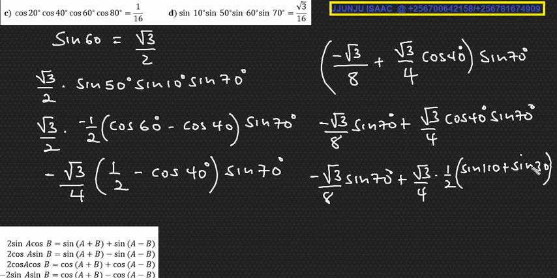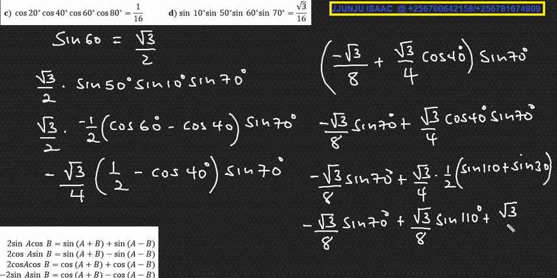So what I can see now, that this is going to be a half, so we shall get negative root 3 out of 8 sine 70 degrees plus, this is root 3 over 8 sine 110 degrees, then this times a half, we shall have root 3 over 16.